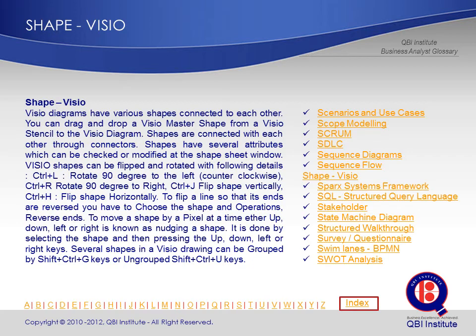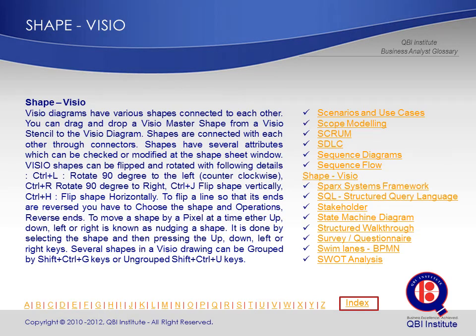Ctrl plus L, rotate 90 degrees to the left, counterclockwise. Ctrl plus R, rotate 90 degrees to the right. Ctrl plus J, flip shape vertically. Ctrl plus H, flip shape horizontally. To flip a line so that it ends are reversed, you have to choose the shape and then Operations, Reverse Ends.